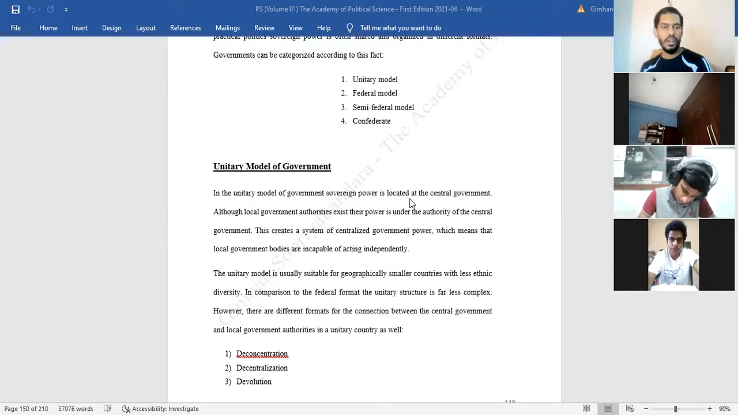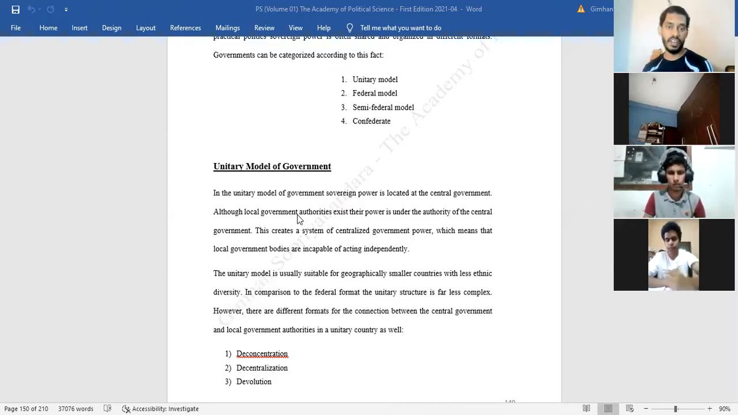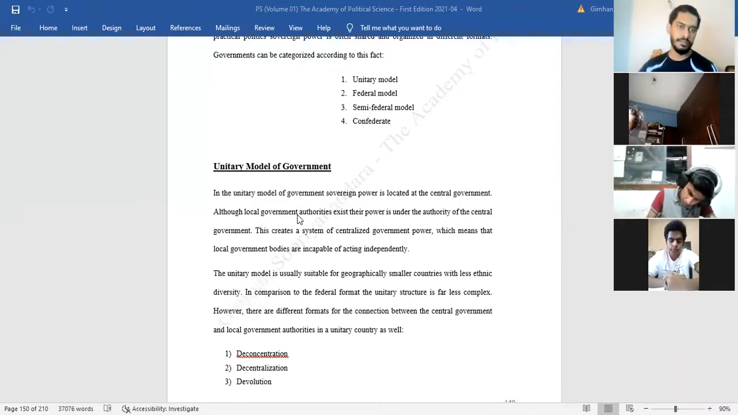What makes a unitary country? Although local government authorities exist, again important, because this is what people miss out. That's why they end up saying that there are no regional governments in unitary systems. That's wrong. There are, right? Although local authorities exist, their power is under the authority of the central government. Always keep in mind how your father would give you a key and how he can take that key back, right? This creates a system of centralized government power, which means that local government bodies are incapable of acting independently. They can't act alone, right?